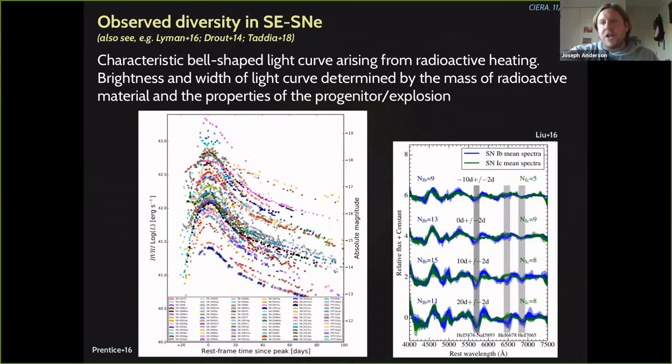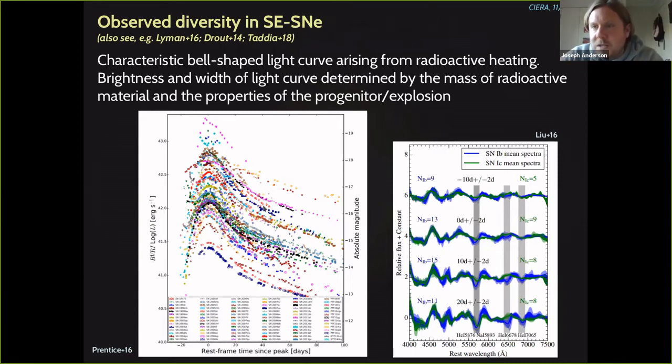And this is the characteristic shape because this is being powered by radioactive elements that are produced in an explosion in the center of the star. That radioactive material is decaying, and the emission from the decay is then diffusing out and powering these light curves. So in general, stripped envelope supernovae do show a diversity, but I would argue less diversity than what's seen in the type 2s, and they're clearly just different from the type 2s.